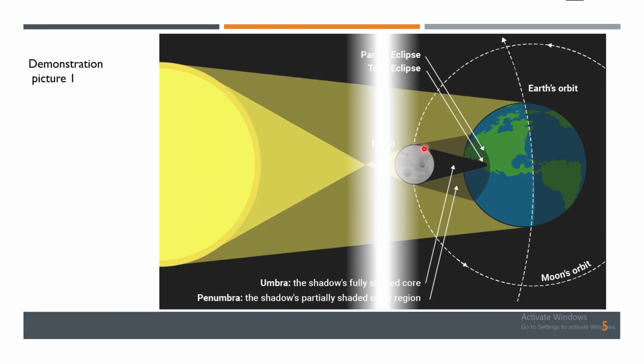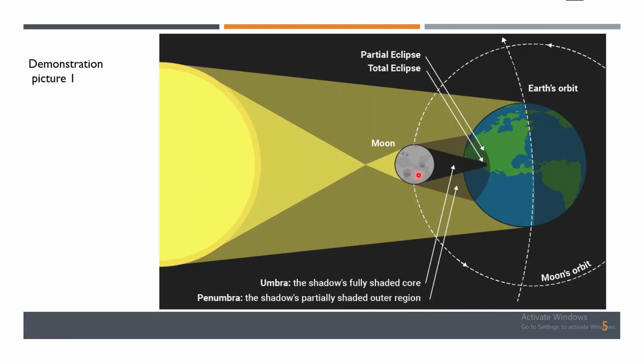And we have a demonstration picture here. As we said, we have two shadows, the umbra and the penumbra. The umbra is the fully shaded area, and the penumbra is the partially shaded area. The umbra is called a total eclipse, and the penumbra is called a partial eclipse. It is a total eclipse because it's really dark and we can't see the sun from this part, but we can see part of the sun from the other part, which is the penumbra.